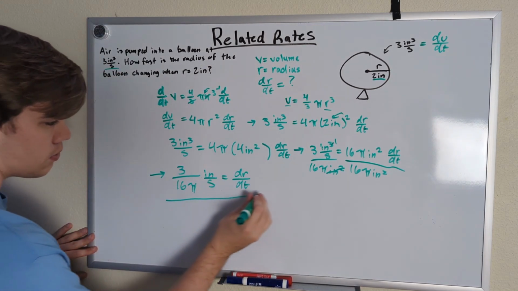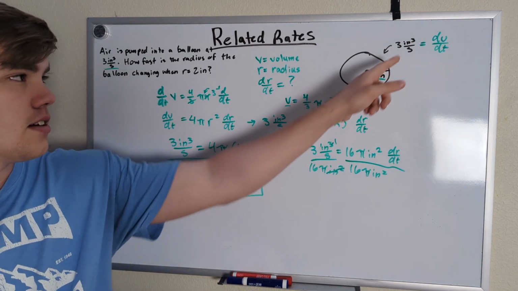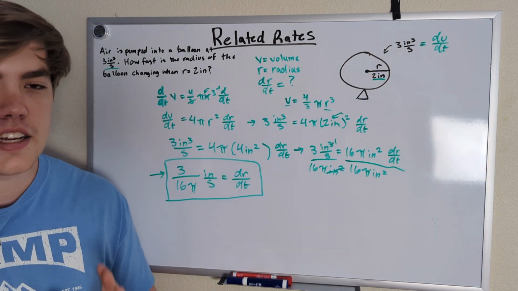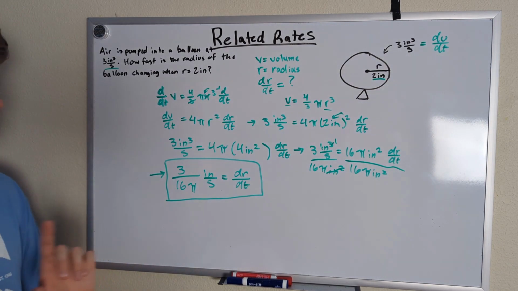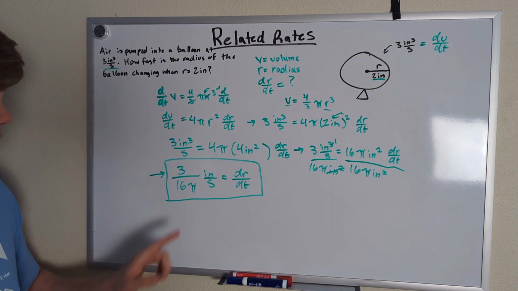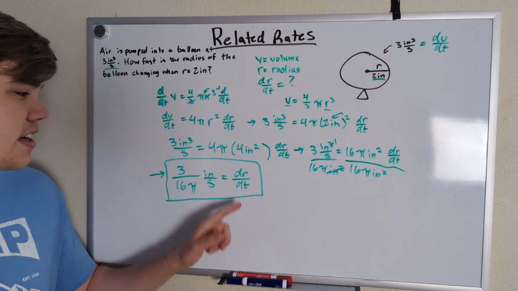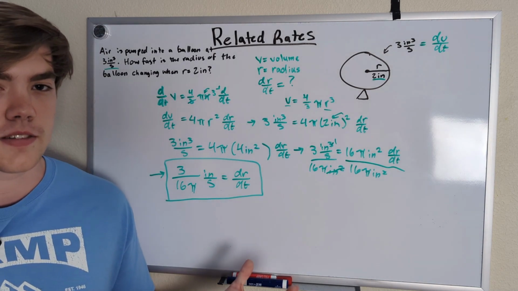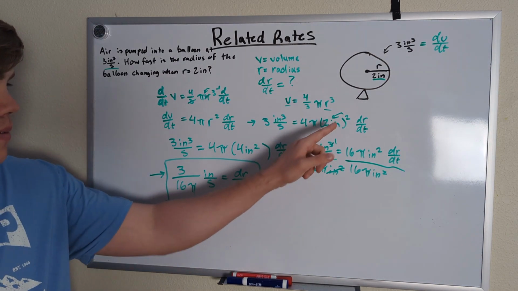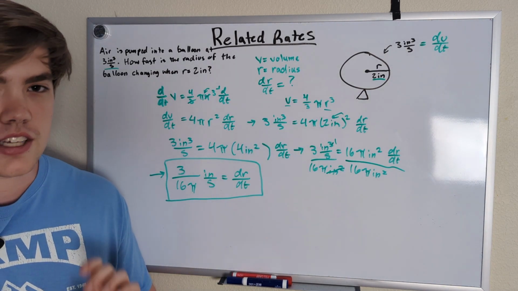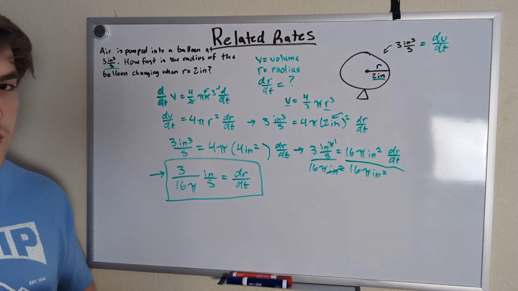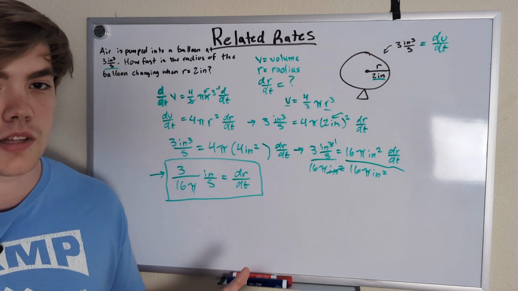And this is our final answer. We found that whenever the volume of the sphere is changing by 3 inches cubed per second, when our radius is 2 inches, the radius of that balloon is increasing by 3 divided by 16 pi inches per second, aka dr/dt, and we just solved the problem. And we even have the right units. That's why we kept the units on the whole time. We definitely want to keep those there to verify that our answer is correct, because if our units were wrong, then we did something wrong in the process.